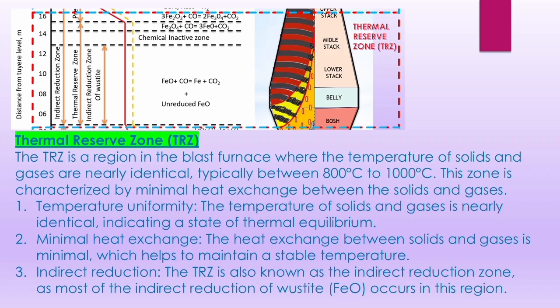1. Temperature uniformity. The temperature of solids and gases are nearly identical, indicating a state of thermal equilibrium. 2. Minimal heat exchange. The heat exchange between solids and gases are minimal, which helps to maintain a stable temperature. 3. Indirect reduction. The TRZ is also known as the indirect reduction zone, as most of the indirect reduction of wustite, FeO, occurs in this region.